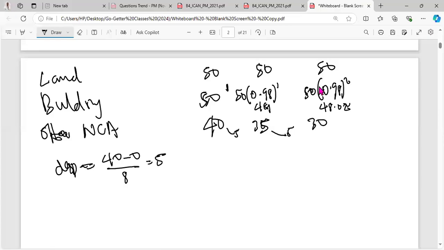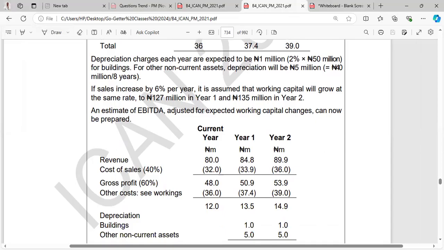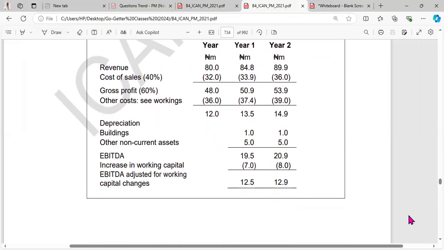So that's here. It's 5. See it here. It's not being shown here in the workings. That's fine.